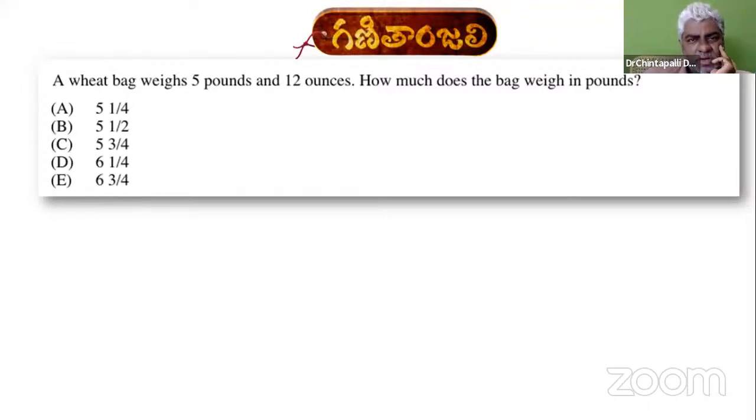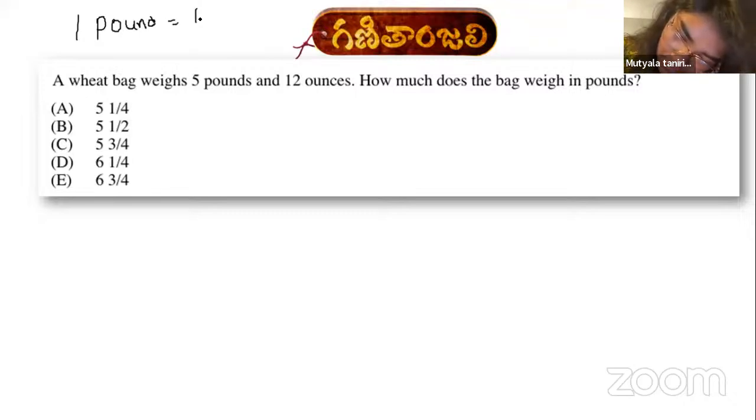Pounds or ounces? Okay, it's ounces, correct. How many ounces are there in a pound? 16. We discussed it previously. 1 pound is equal to 16 ounces. Do you know that ounce is used to measure solids also? Yes, sir.